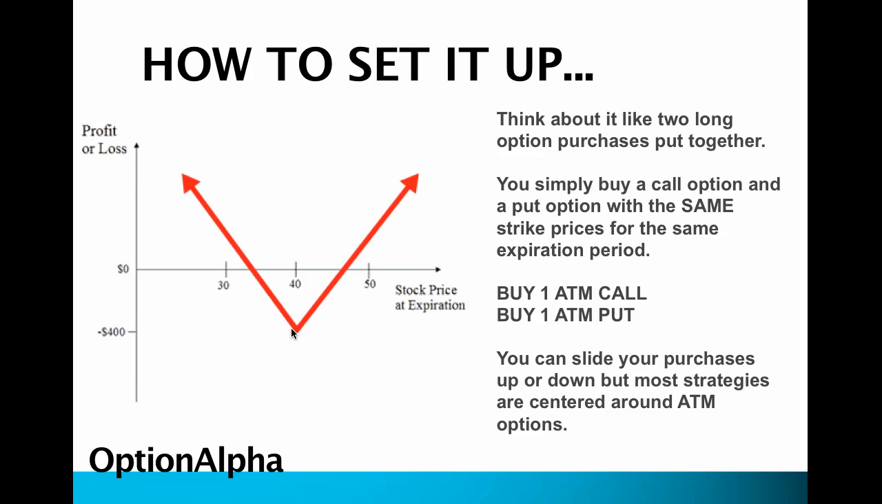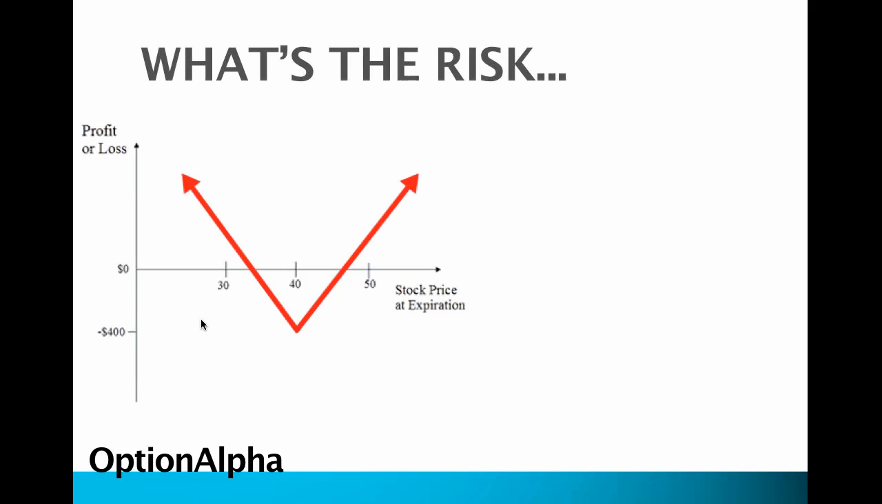Now you can slide these purchases up or down, but most strategies are really centered around at the money options because we don't care which direction it goes as long as it moves. So there's no real point in sliding it up here to 50. Then you'd be more tilted towards the bear side. You could slide it down to 30, but again, you'd be more tilted towards the bear side on 30 and towards the bullish side on 50.